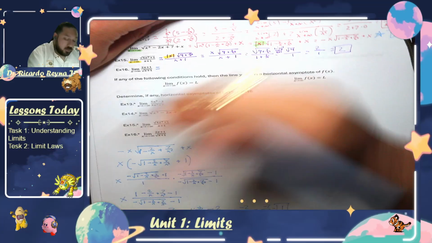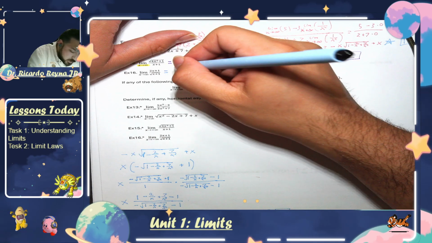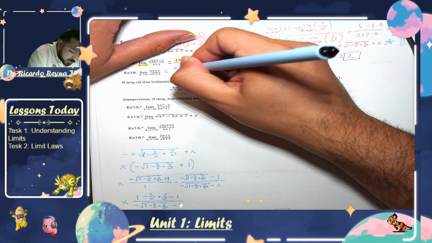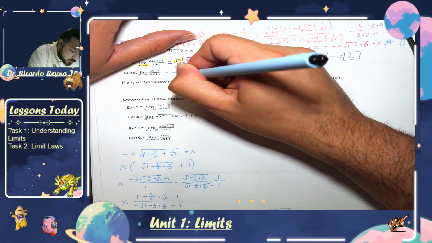Okay. So for here, I'm going to go ahead and divide by the square root of x. I have 2x plus 1 over the square root of x. And then I have the square root of x plus 1 over the square root of x.